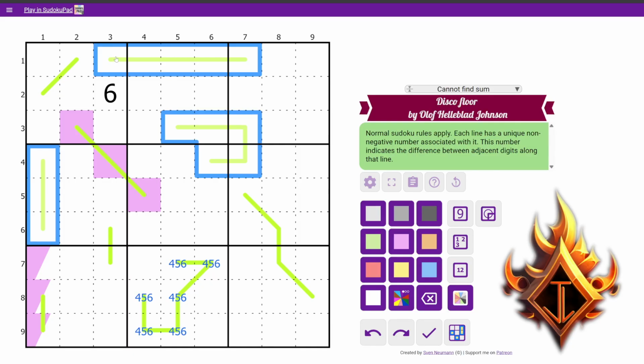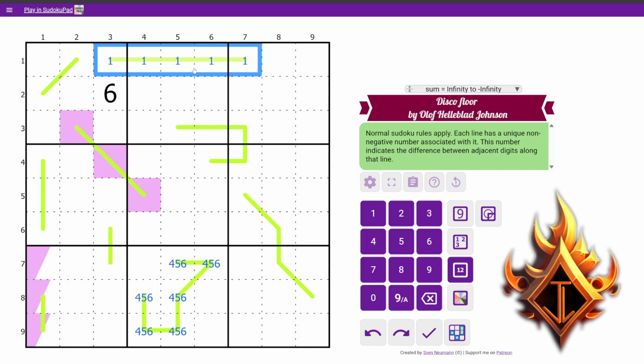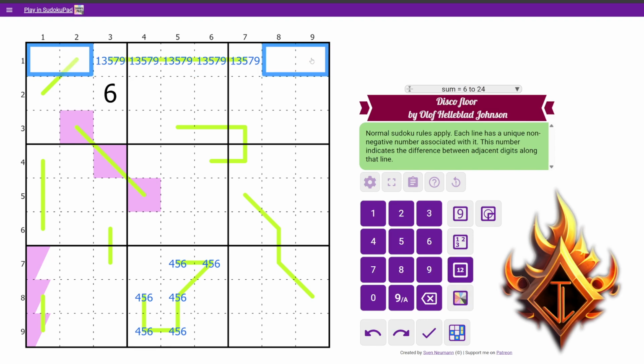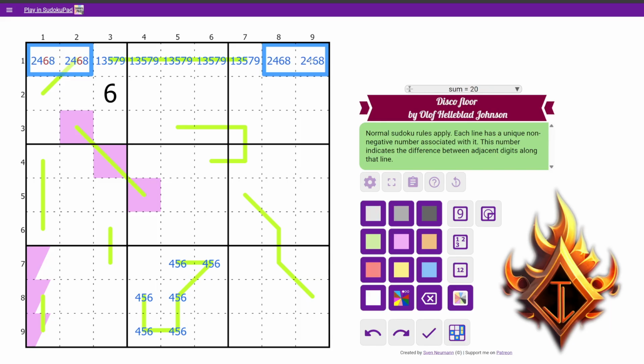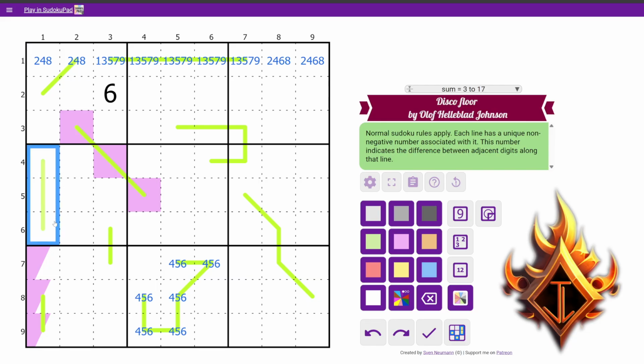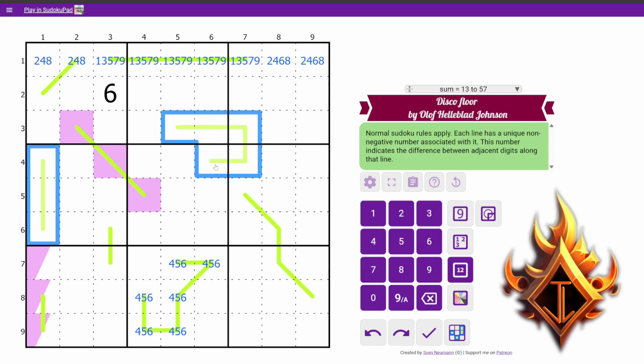Oh, this can be a difference of 2. But this one has to be the difference of 2. And they are all odd numbers. And then these will be 2, 4, 6, 8. So that one is 2, that one is 1. These are 3 and 4.